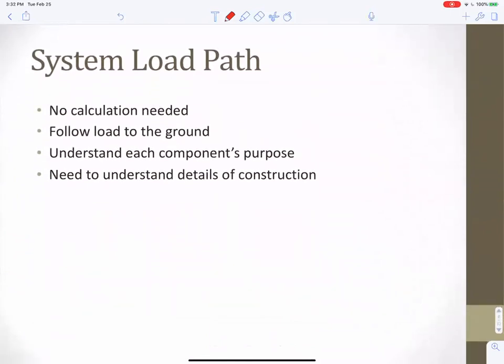You need to understand the system load path. You don't really need calculations, and you need to follow the load all the way to the ground and understand each component's purpose. This type of understanding is crucial in the detailing and in the design of the building. And if you understand the load path, it'll help you understand the connection details. And you also conversely need to understand the details of how things are built to understand if they will be able to perform in the load path.